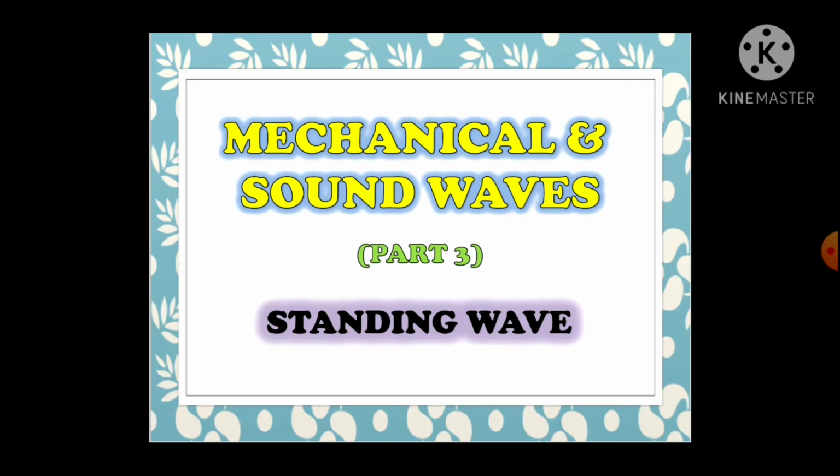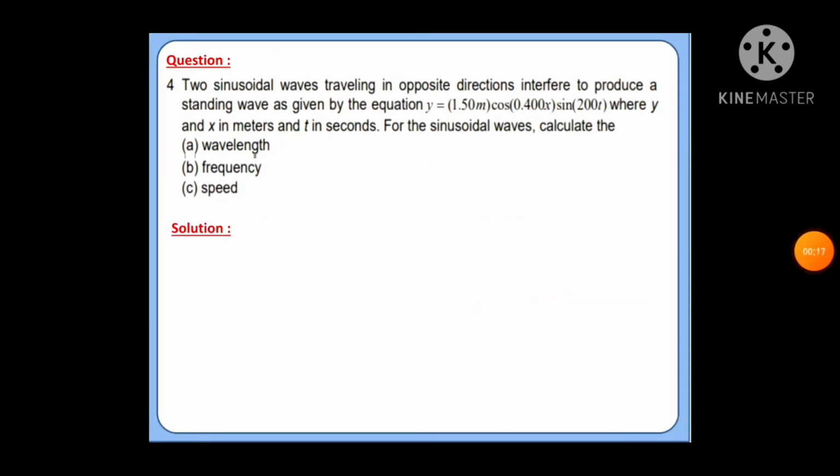There are a few questions that we will discuss that relate to the standing wave. So take a look at question number 4. Question number 4 states that two sinusoidal waves travelling in opposite directions interfere to produce a standing wave as given by the equation there. We need to calculate the wavelength, frequency and speed.